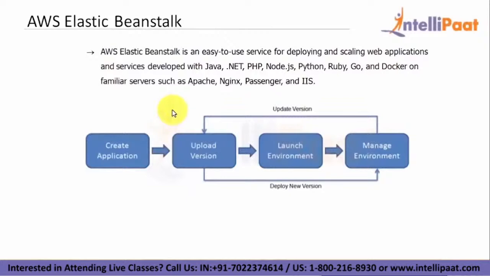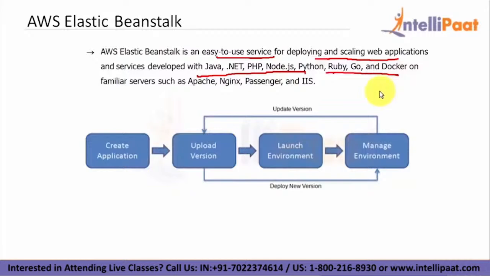Elastic Beanstalk is an easy to use service for deploying and scaling web applications and services like Java, .NET, PHP, Node.js, Python, Ruby, Go, Docker, whatever stack you want to work with, it is available.